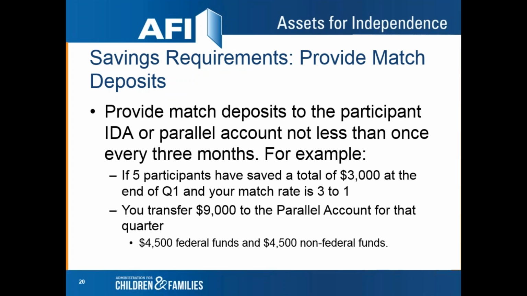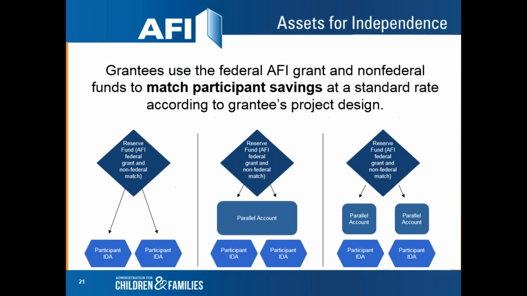For example, if you have 5 participants who have saved a total of $3,000 at the end of quarter 1, and your match rate is 3-to-1, you transfer $9,000 to the parallel account for that quarter, proportionately obligating the amount of the match to each IDA holder. That $9,000 is an equal combination of $4,500 in federal funds and $4,500 in non-federal funds. The minimum requirement is to transfer funds quarterly. You may transfer more often if you like.